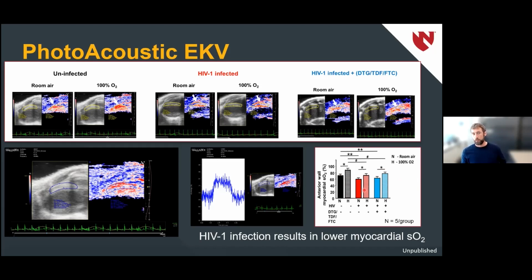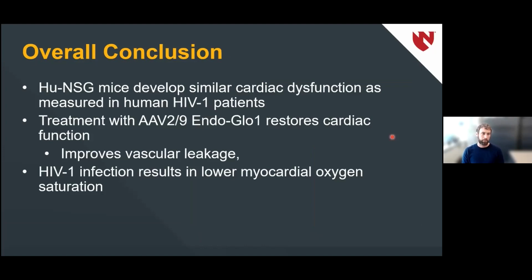So for this study, we're still doing the analysis for the tissue Doppler, the systolic function, to see if the antiretroviral therapy mitigated the cardiac dysfunction with those parameters. So overall, the humanized mice develop a similar cardiac dysfunction when infected with HIV-1, as seen in the human HIV-1 patients.